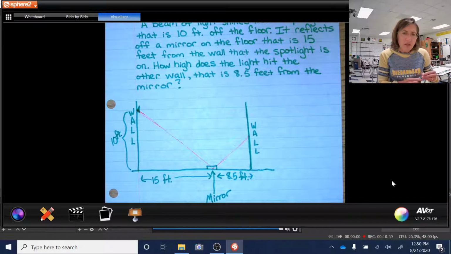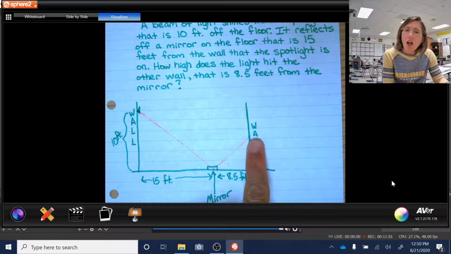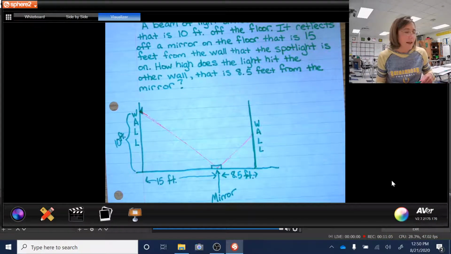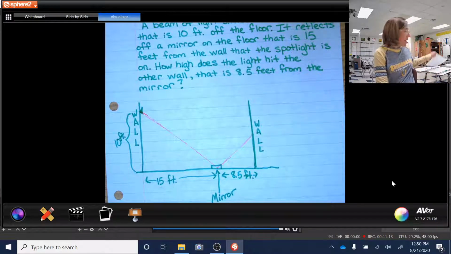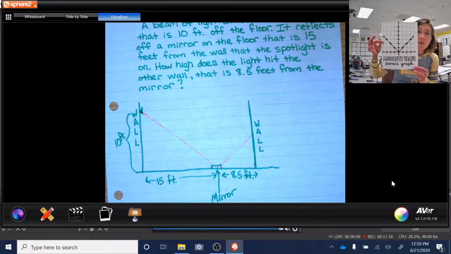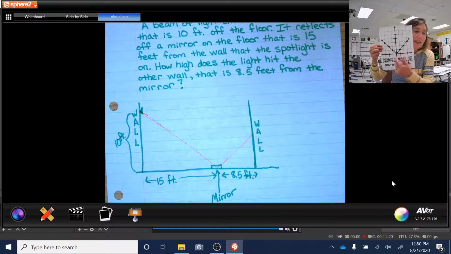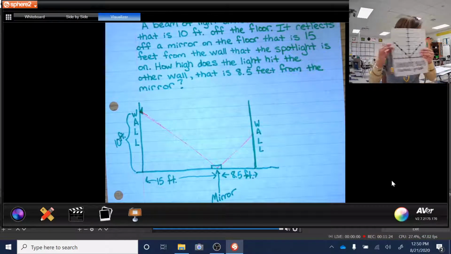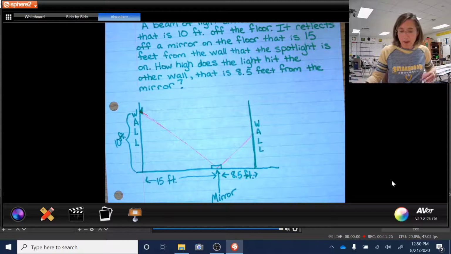So you can tell it's not going to hit as high on the wall as it was where the spotlight was attached, because the mirror is closer to that side. So anyway, do you see that the shape is going to kind of remind you of this parent function of absolute value? We're going to be able to explain this by using an absolute value equation to link it. So we have a mathematical model to go by here.